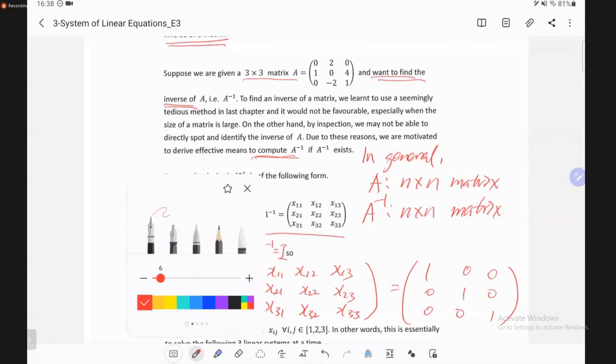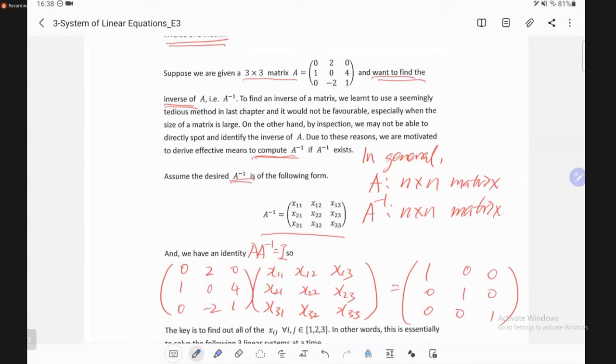So to make it clearer, I simply connect them for you. The first matrix is matrix A.